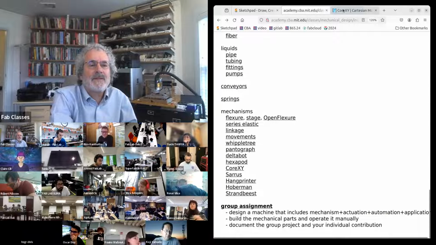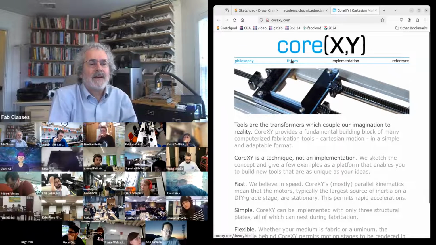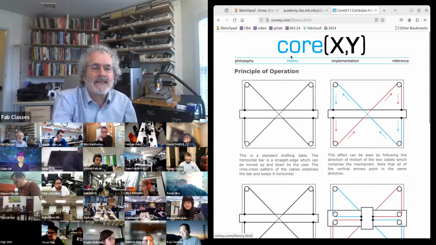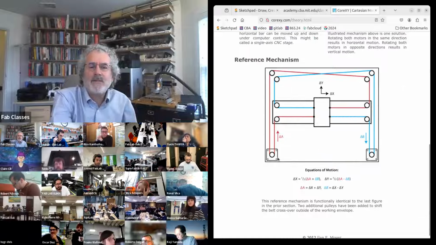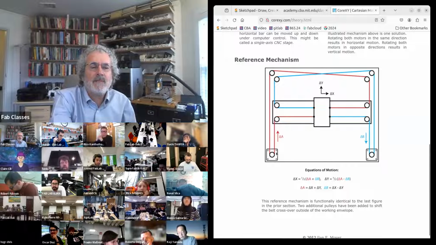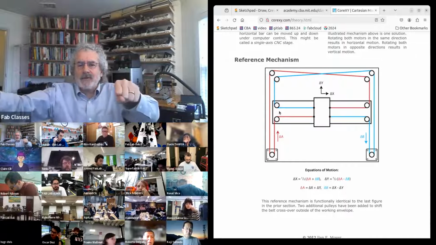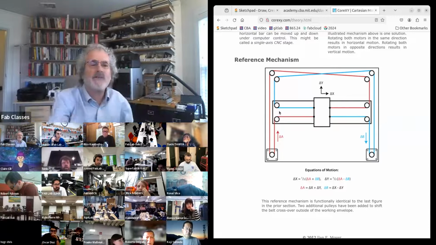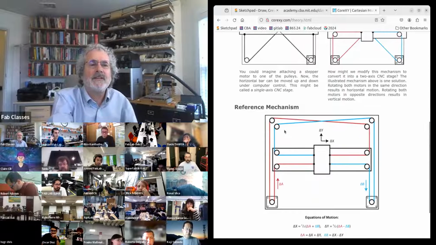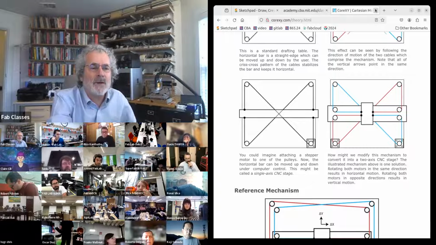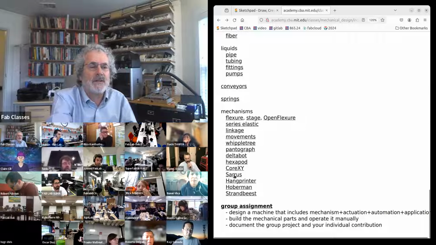CoreXY was invented by a student who was in my lab, who had this very nice idea that instead of moving the motors, if you keep the motors fixed and you wind them in this pattern, then if you turn both motors the same way, it moves horizontally. If you turn both motors the opposite way, it moves vertically. And so you significantly reduce the moving mass. And so now most, not all, but somewhere between many and most 3D printers use the CoreXY motion system.